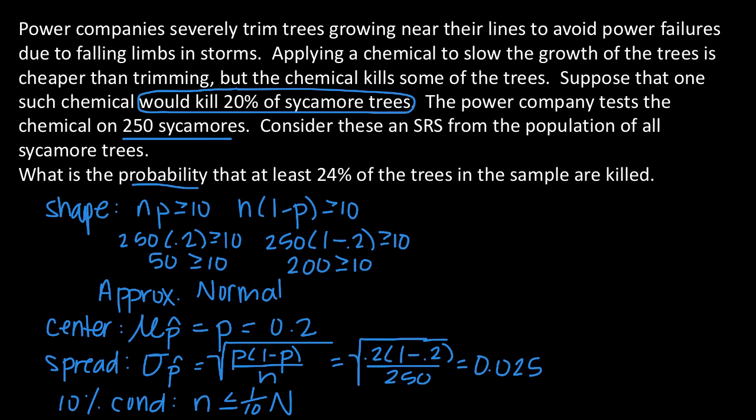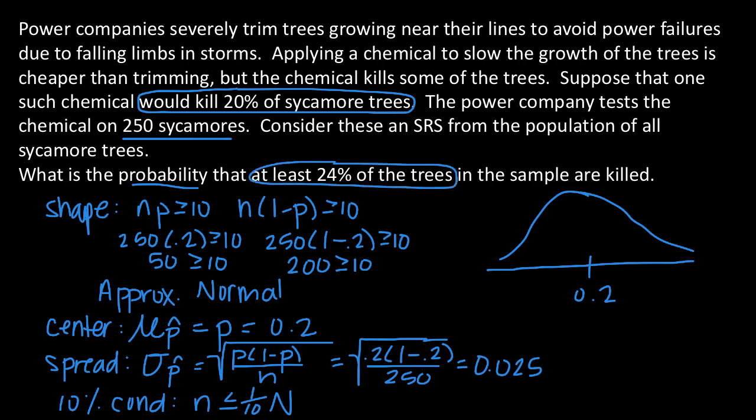It's okay to just make a reasonable assumption. So again, I would just say yes, the 10% condition is met. We can assume that there are at least 2,500 sycamore trees in the population. Okay, so now we can do our calculations. We have a normal distribution. The mean is 0.2. And we're trying to figure out the probability that at least 24% of the trees in the sample are killed. So I'm going to mark 0.24.